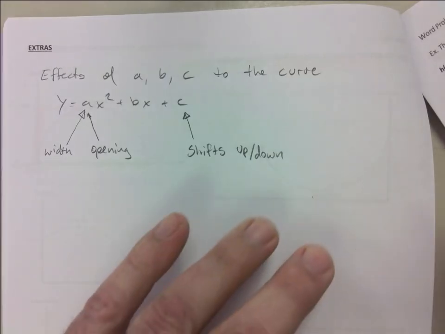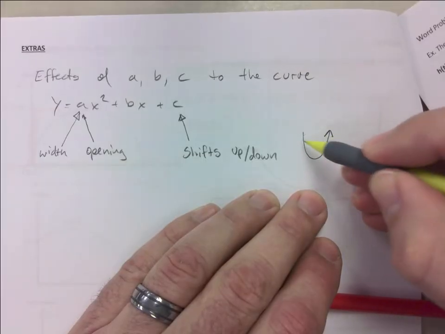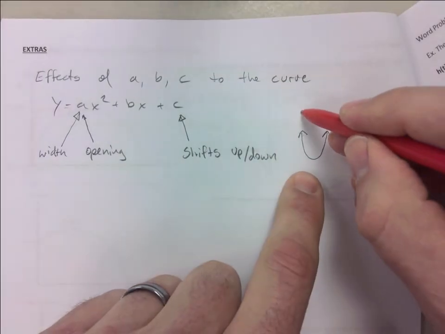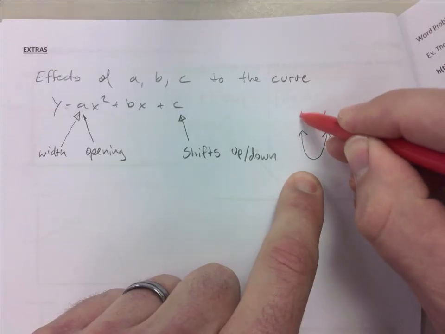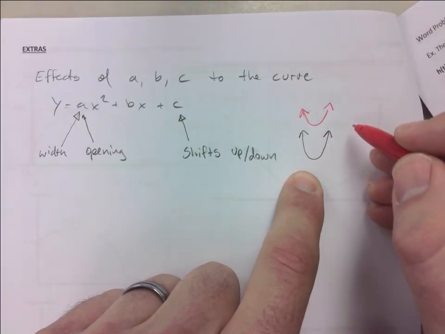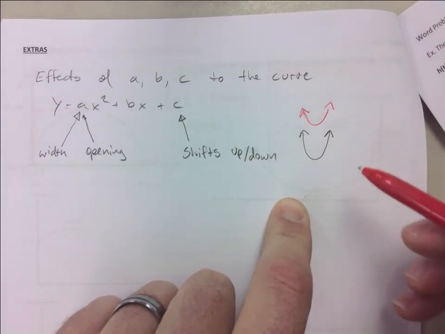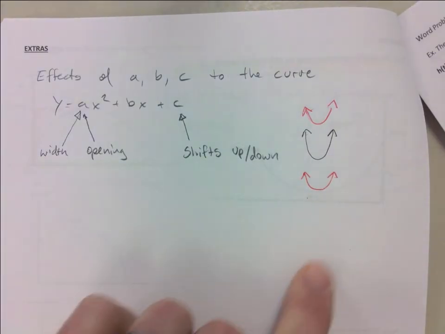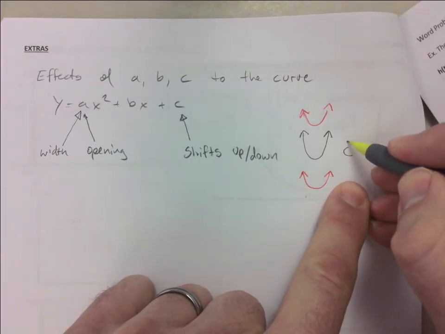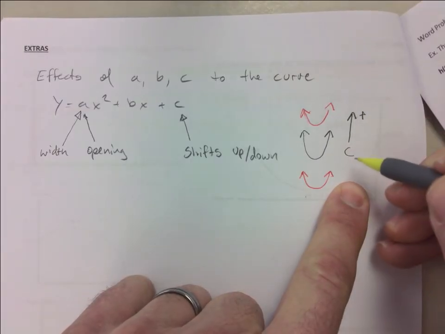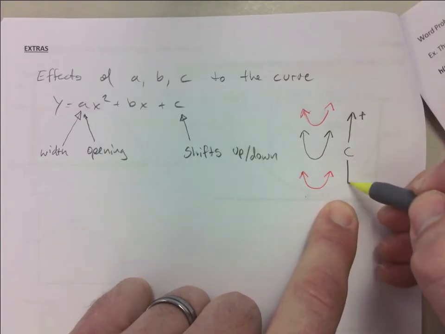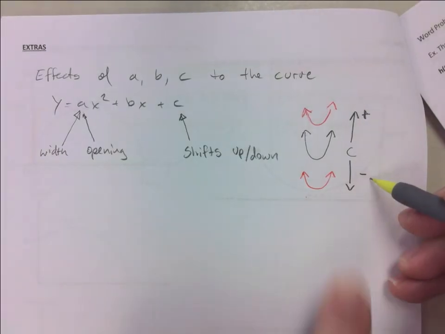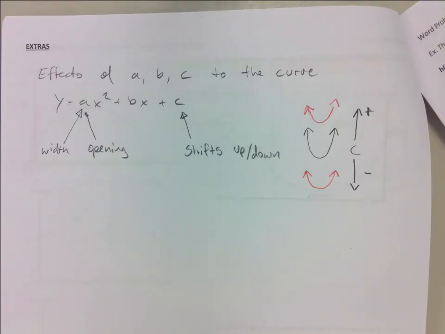So what I would like you to have there is just one of these. And if you increase it, something happens. If you decrease it, something else happens. So what I'm going to do is I'm going to have C in the middle. If you increase it, you would shift the whole thing up. If you decrease it, if you take anything away from it, you would shift downwards.